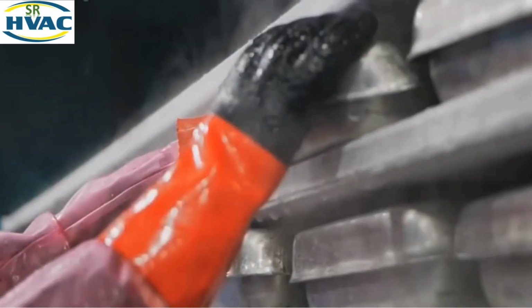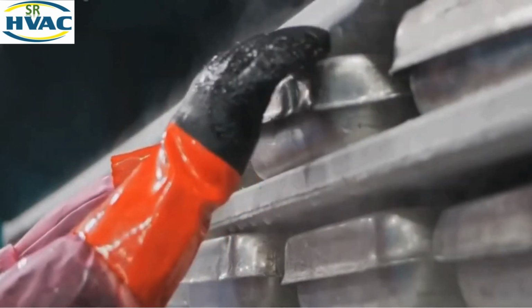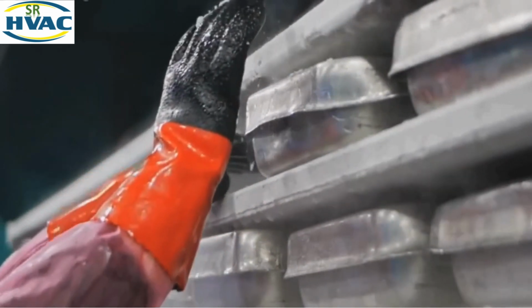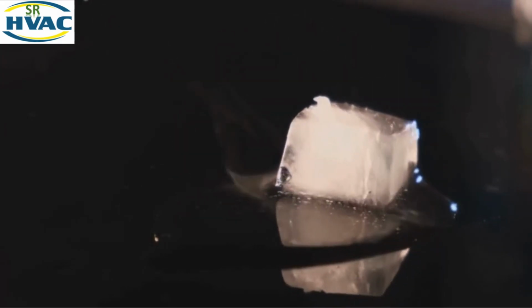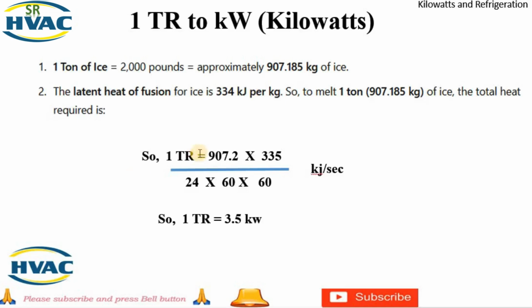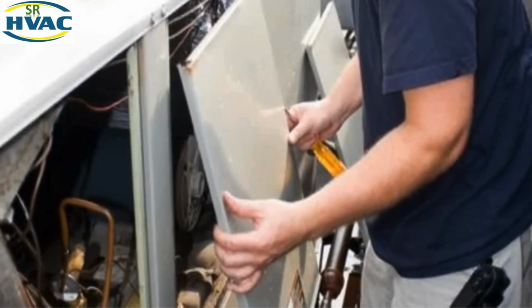Here's the math for converting 1 ton of refrigeration to kilowatts. 1 ton of ice is approximately 2,000 pounds, which is about 907.2 kilograms of ice. The latent heat of fusion for ice is 335 kilojoules per kilogram. So, to melt 1 ton, or 907.2 kilograms of ice, the total heat required is 907.2 multiplied by 335, and then divided by 24 multiplied by 60 multiplied by 60. You will get approximately 3.5 kilowatts.